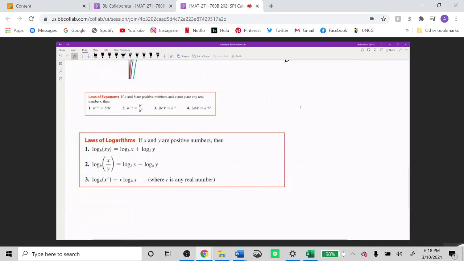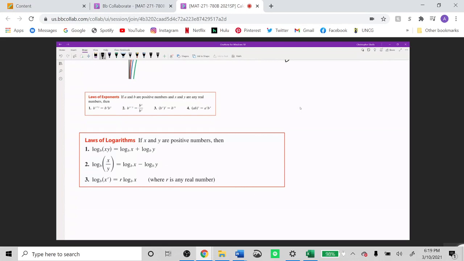If x and y are positive numbers, then log base b of xy is log base b of x plus log base b of y. In other words, if I have multiplication inside of a logarithm, I'm allowed to express this as the sum of 2 logarithms with x and y as the arguments of those logarithms. Similarly, if I have division inside of a logarithm, I'm allowed to express this as a difference of 2 logarithms, and vice versa. I'm allowed to express a difference of 2 logarithms as a quotient inside of one logarithm.